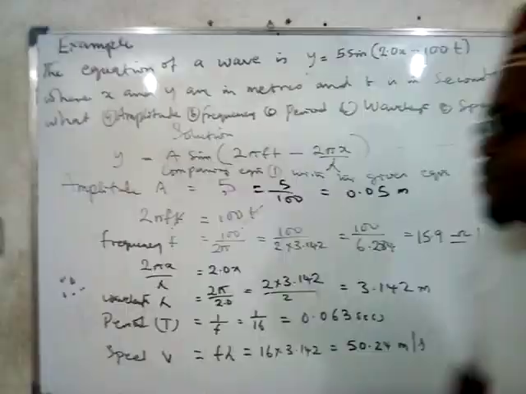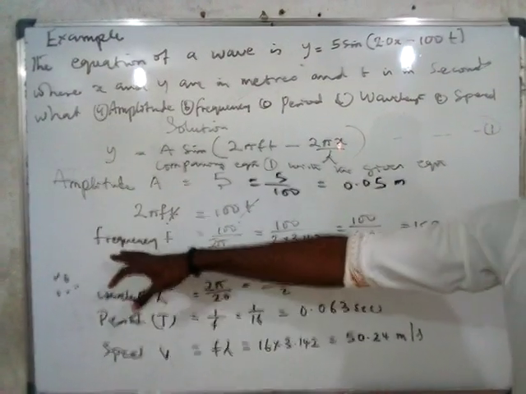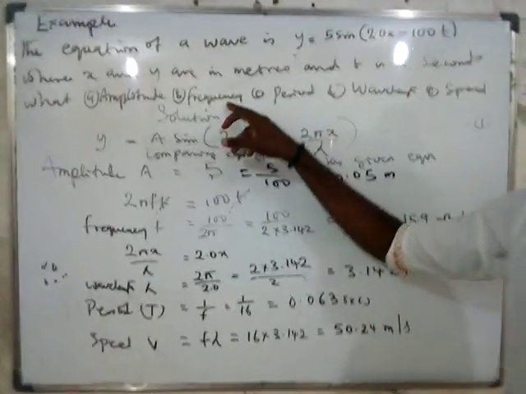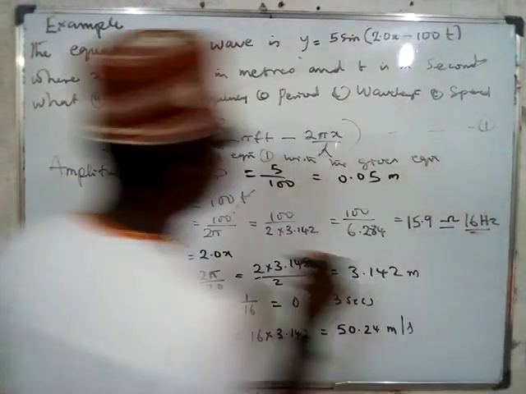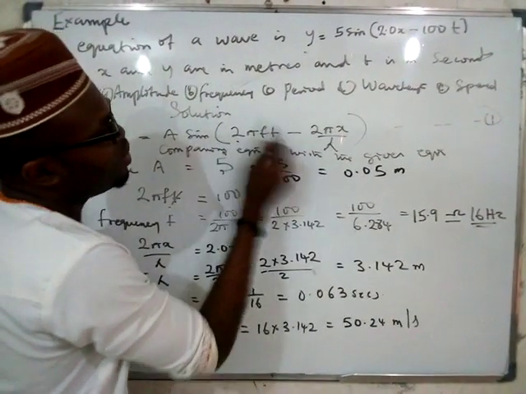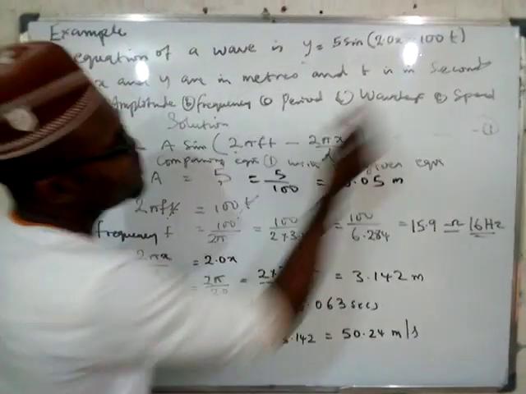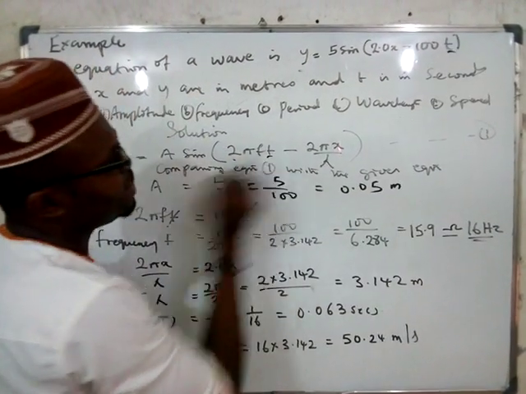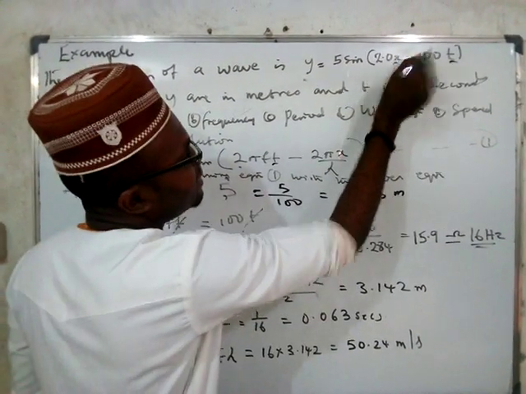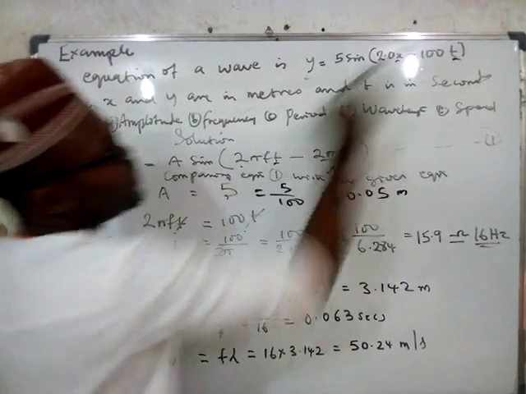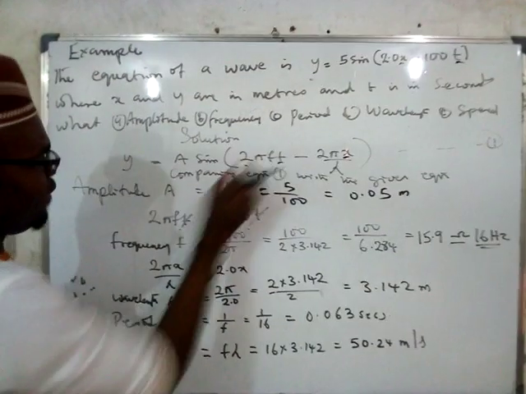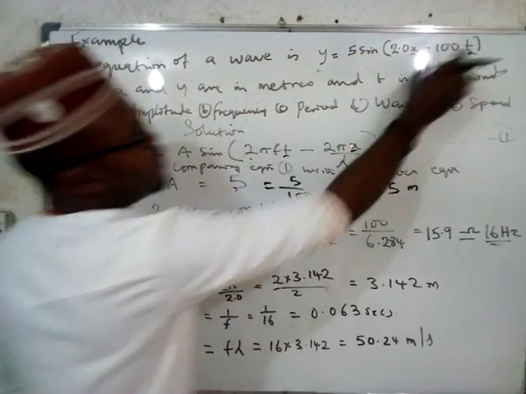Is that clear? Now, how do you calculate the frequency, which is the second one? You check the equation, which one has f? Can you see there's t here and there's t here? There's x here and x here. So equate the ones that have t together. So you have 2πft is equal to 100t.